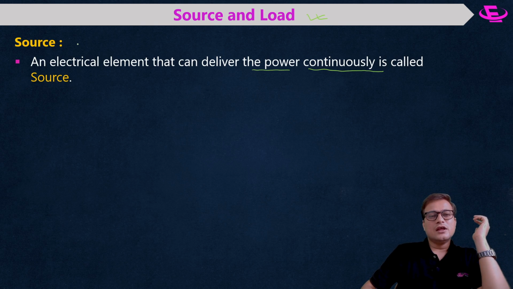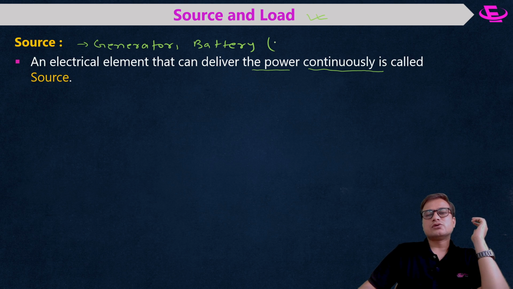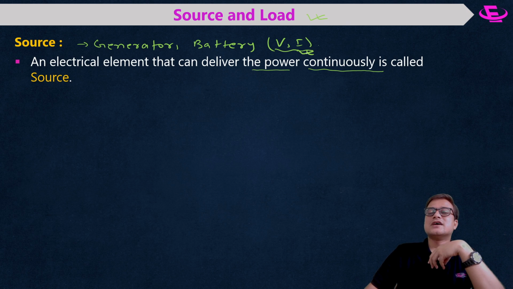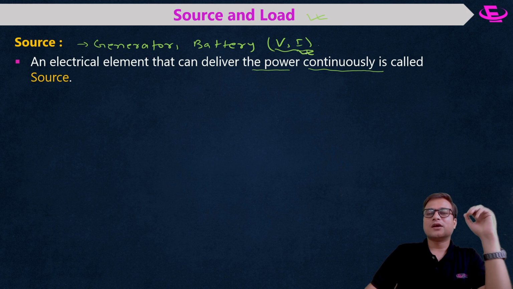For example, you have the generator, you have the battery. These are called sources, and in sources also we'll have voltage source and current source. Later on we'll discuss independent source and dependent source.